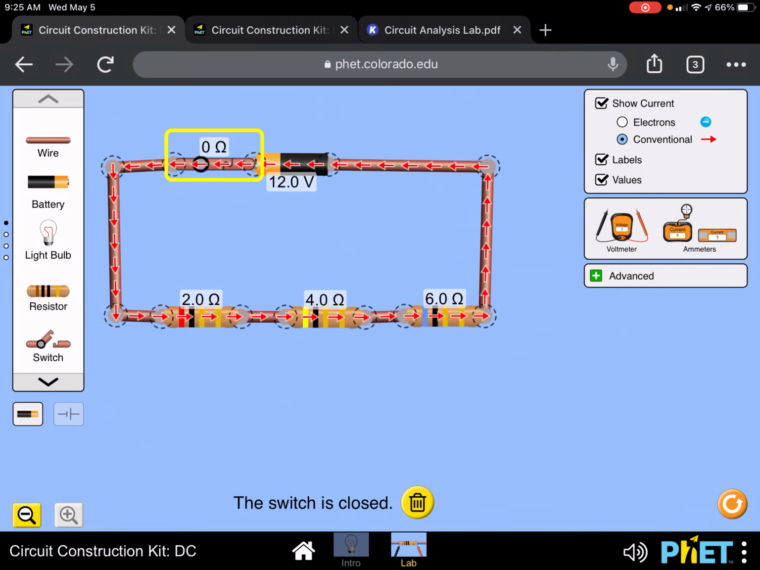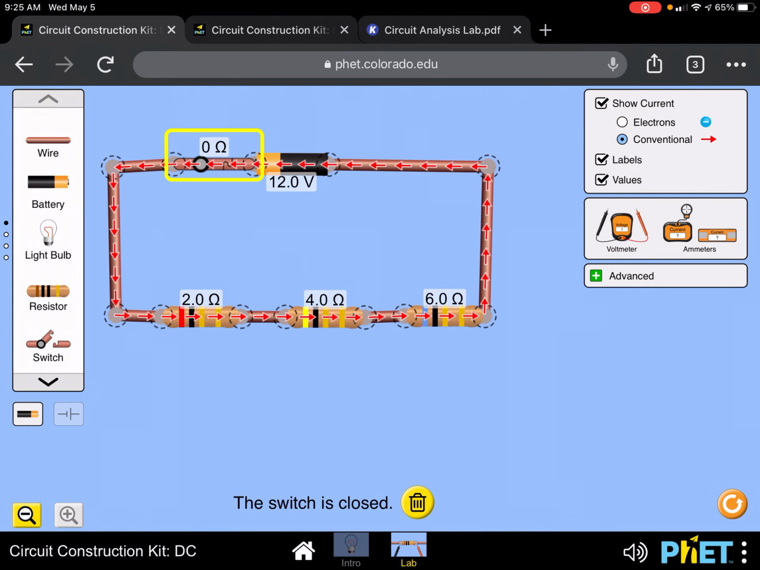Now, one of the things you should notice about this circuit is that when I have 3 resistors in series, the total resistance has gone up, and look how slow the current is moving. Well, that's because of Ohm's law. Increased resistance means decreased current. Think of it as more speed bumps in the road.